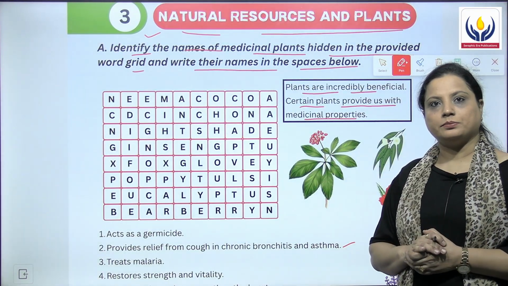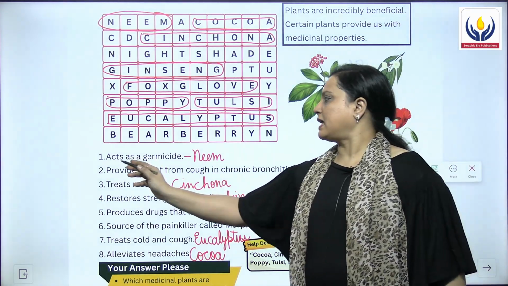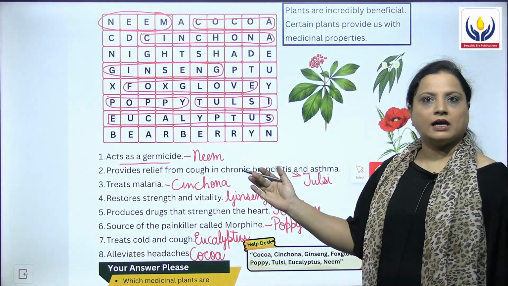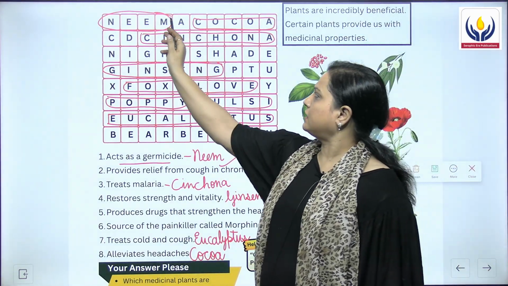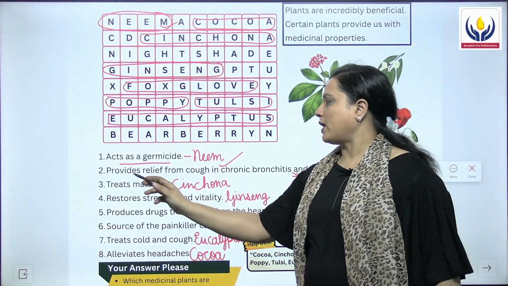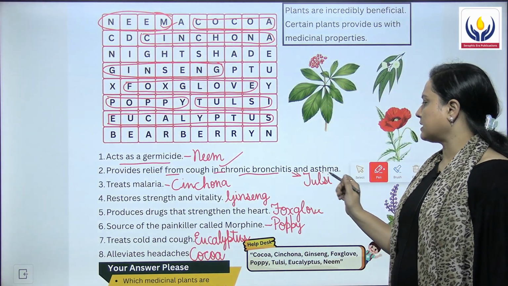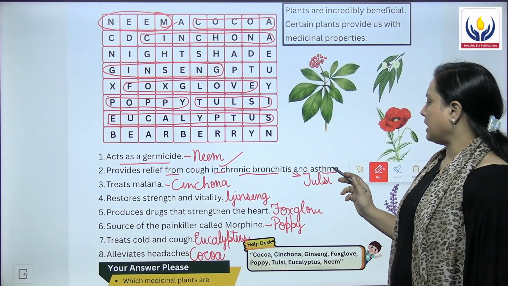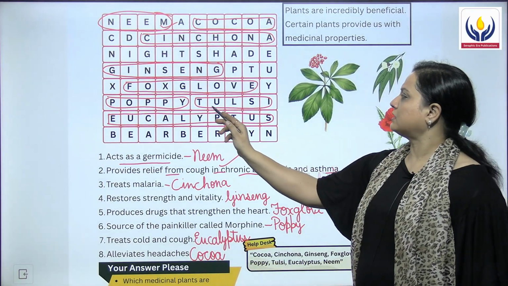given over here. Let's begin with the first one, it acts as a germicide, and the answer for this question is neem, and here in the grid it is written over here. The next is provides relief from cough in chronic bronchitis and asthma, and the answer for this question is tulsi, and the answer is here.